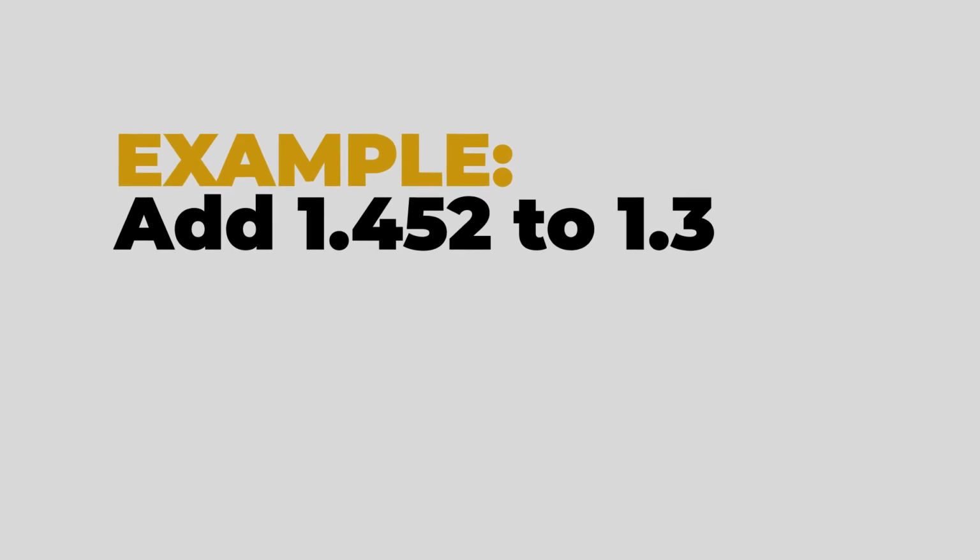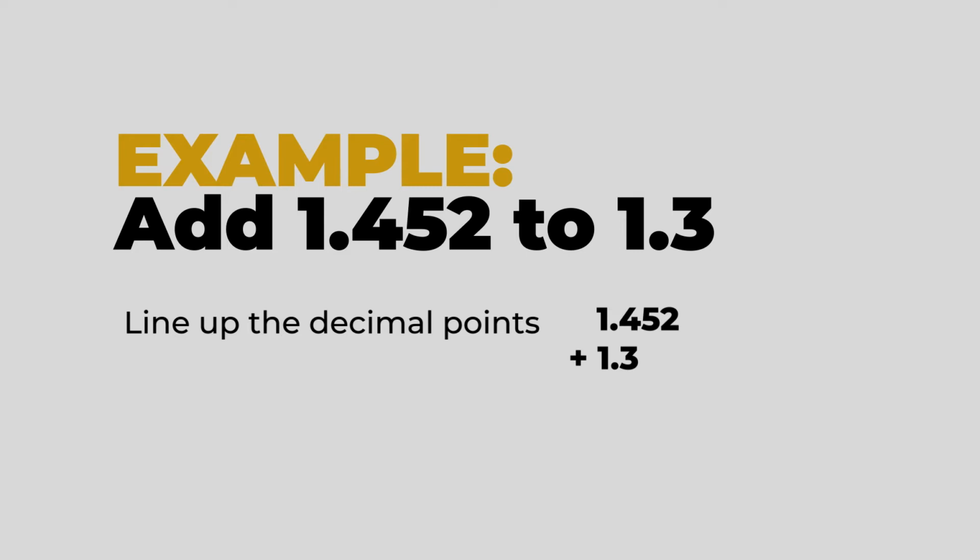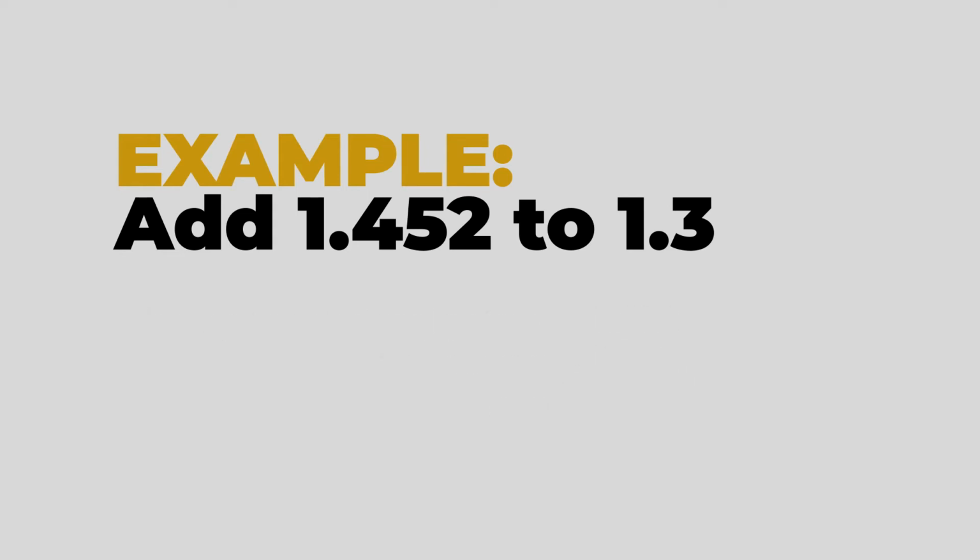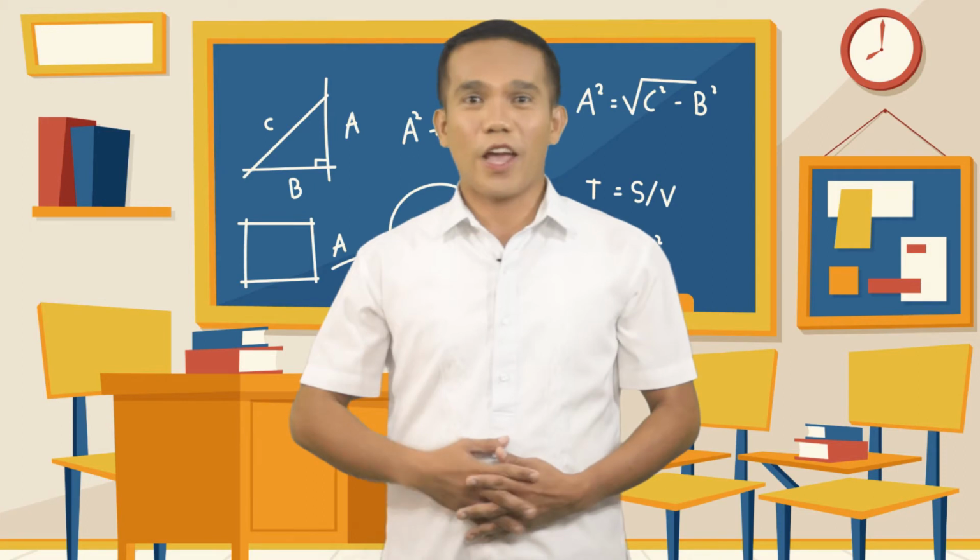Example, add 1 and 452 thousandths to 1 and 3 tenths. Line up the decimal points. 1 and 452 thousandths plus 1 and 3 tenths. Add with zeros. 1 and 452 thousandths plus 1 and 300 thousandths is equal to 2 and 752 thousandths. The answer is 2 and 752 thousandths. Do you remember now? Very good!